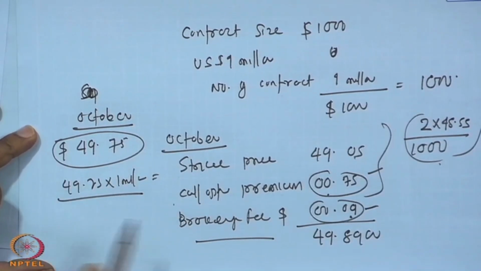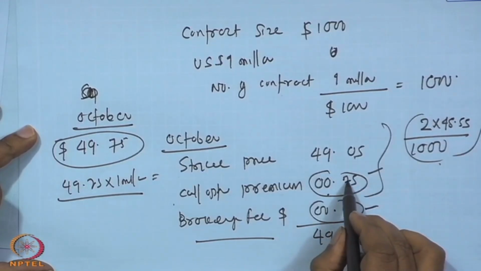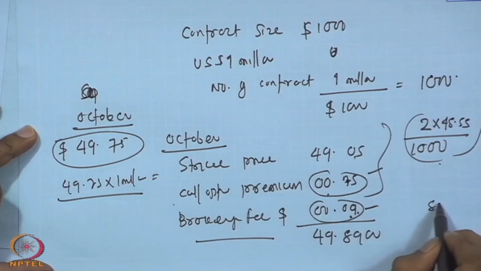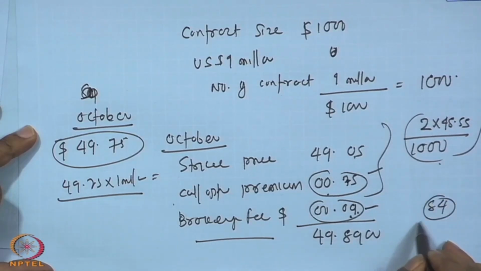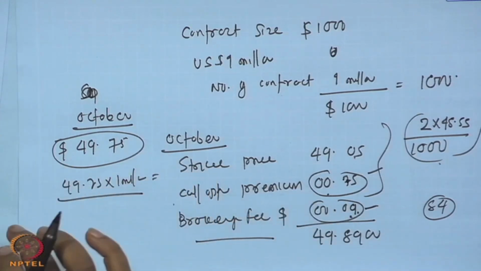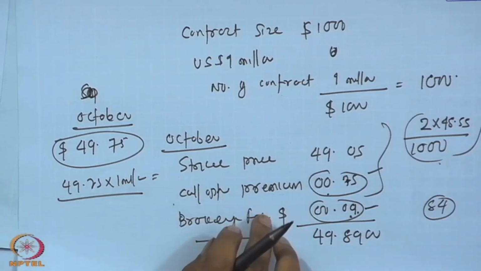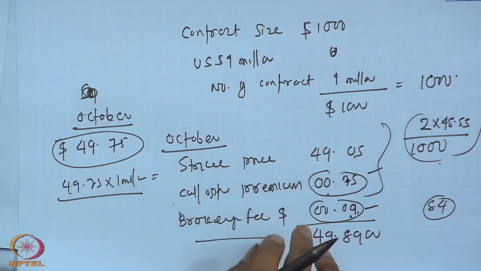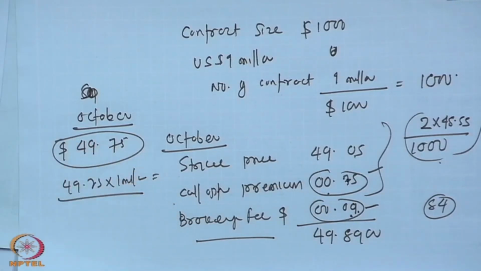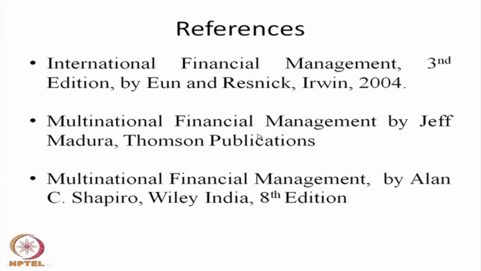If you do not purchase, then you have to pay 75 paisa call premium per dollar, and also the brokerage fee of 0.9 paisa. Together this comes to around 84 paisa per dollar that he is losing. So, you have to compare this and see whether the call option is profitable or not. In this position, it is not profitable to exercise the option; it is profitable to purchase from the spot market.